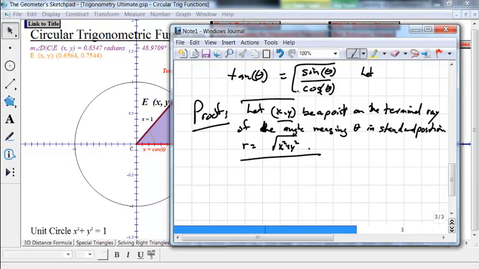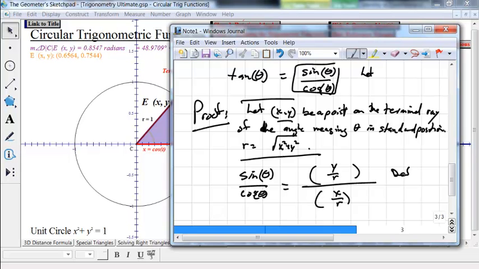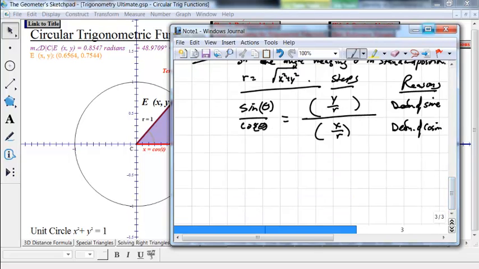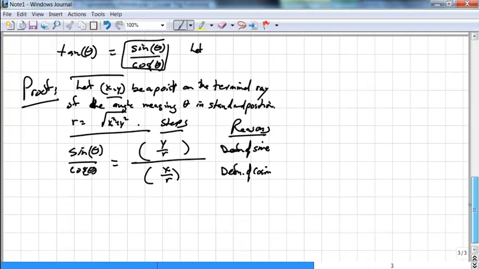Let's start with the more complicated looking side and turn it into the other side. Sine of theta over cosine theta. Well, sine of theta is y over r. Cosine theta is x over r. So this is the definition, and the reasons are over here. So we have some steps, or conclusions, here, and some reasons, or justifications, over here. And this is the definition of cosine. So we use the definition of sine and cosine so far.